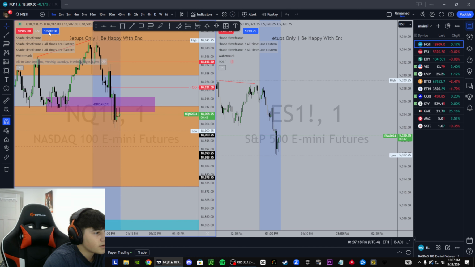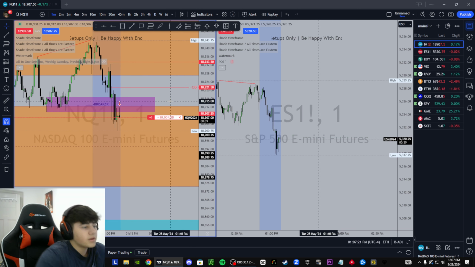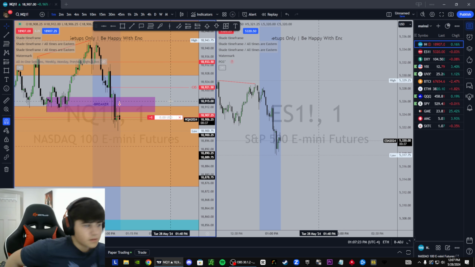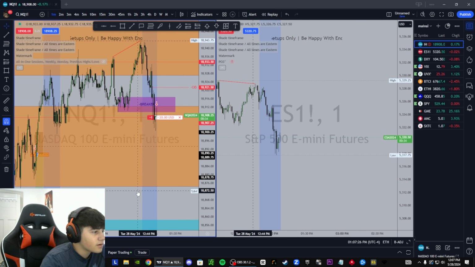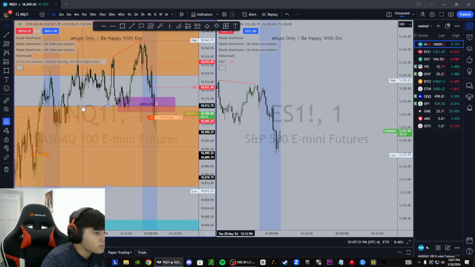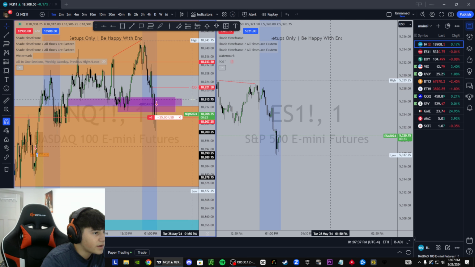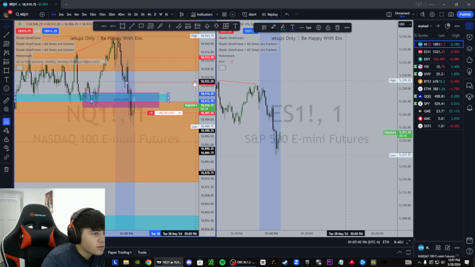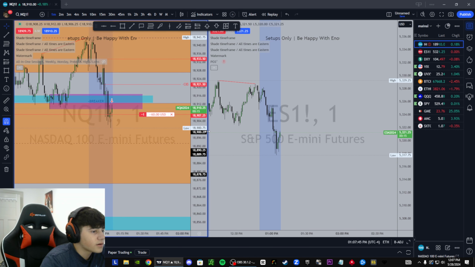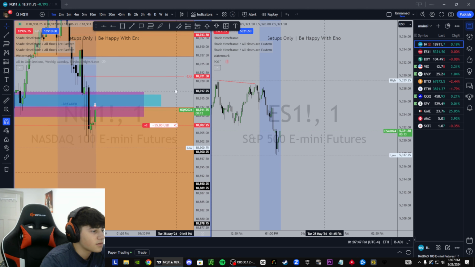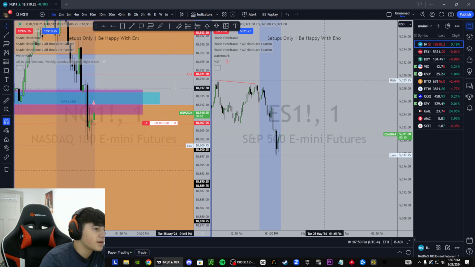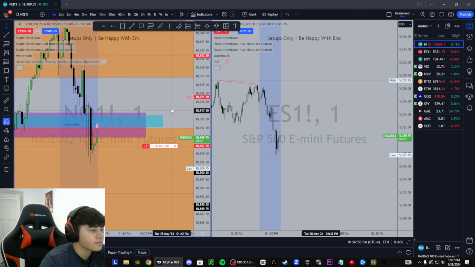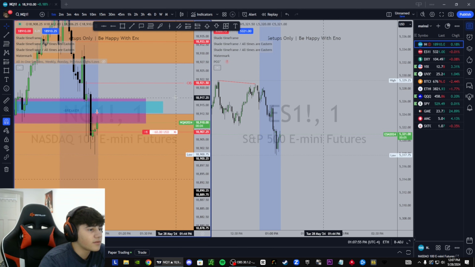Or possibly, well, yeah, actually. We'll take one contract here at the breaker. Also, right here is the fair value gap that the breaker respected. So I would take another contract in there. But I'm thinking this is gonna be kind of a choppy setup, so I'm gonna probably have a larger stop.